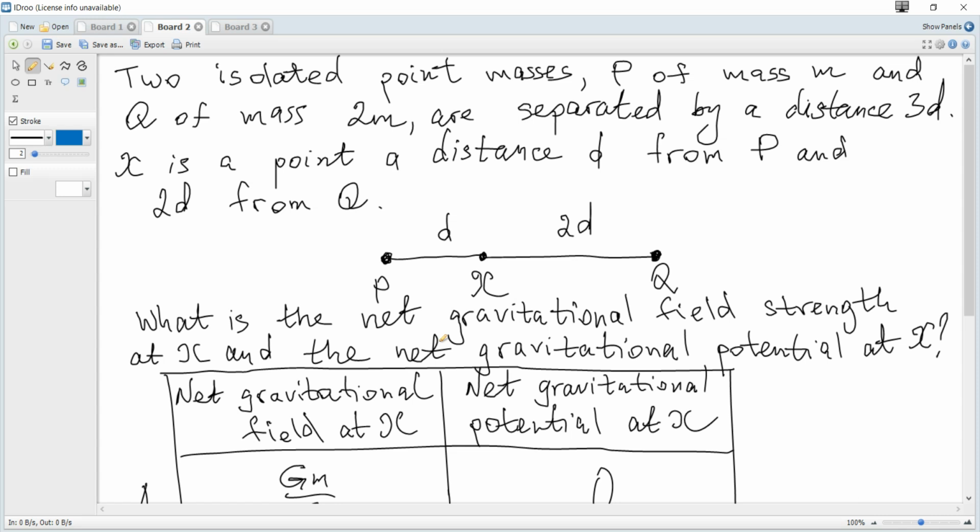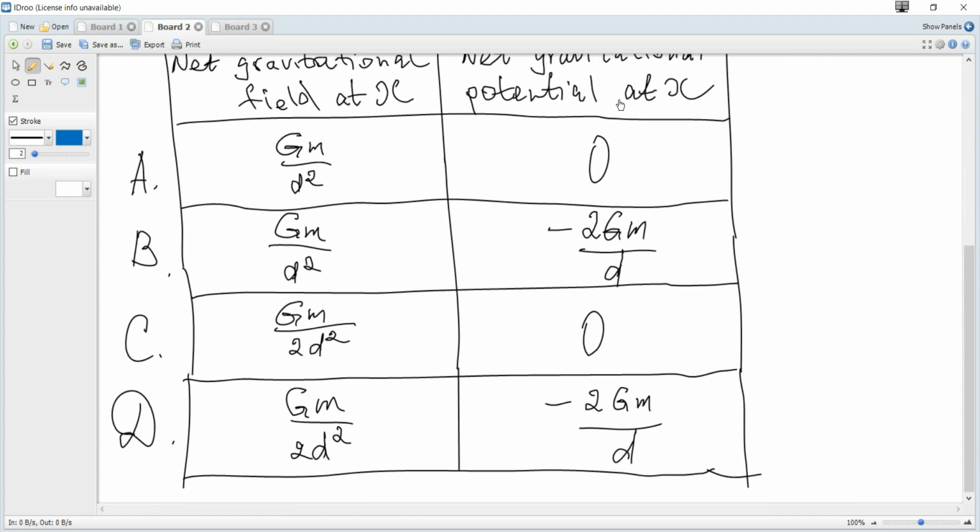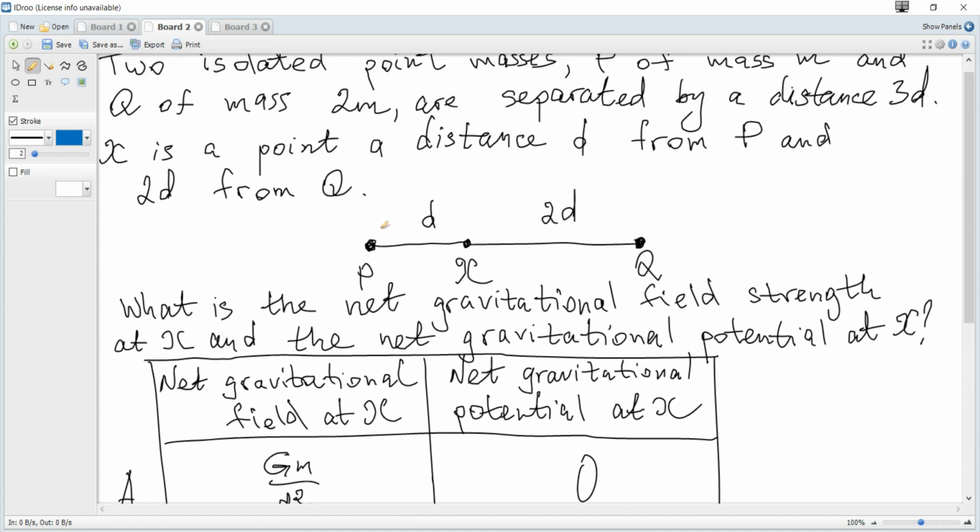Two isolated point masses P of mass m and Q of mass 2m are separated by a distance d. X is a point at distance d from P and 2d from Q. What is the net gravitational field strength at X and the net gravitational potential at X? And you can see the options, and it's of mass m and it's of mass 2m.